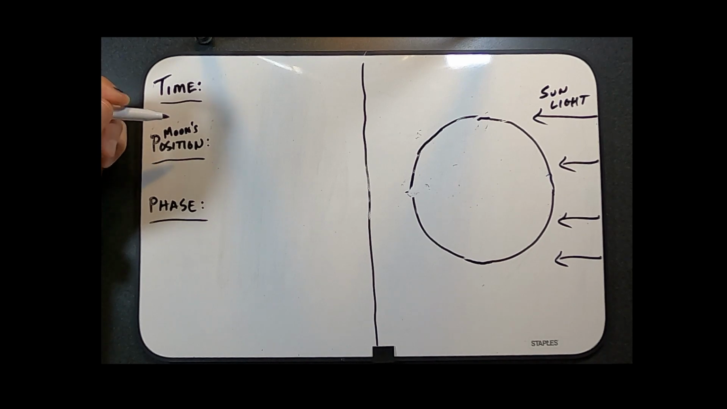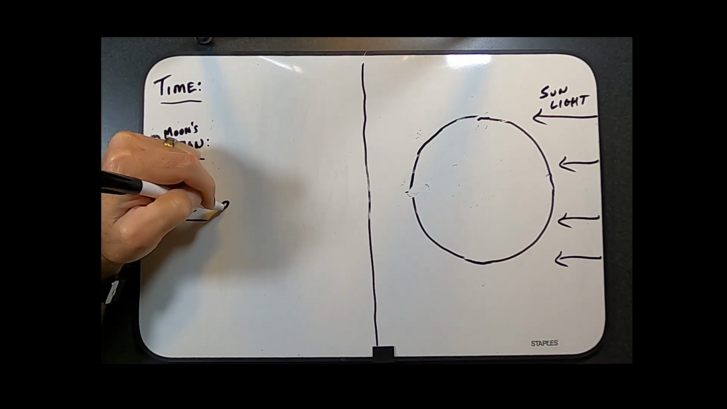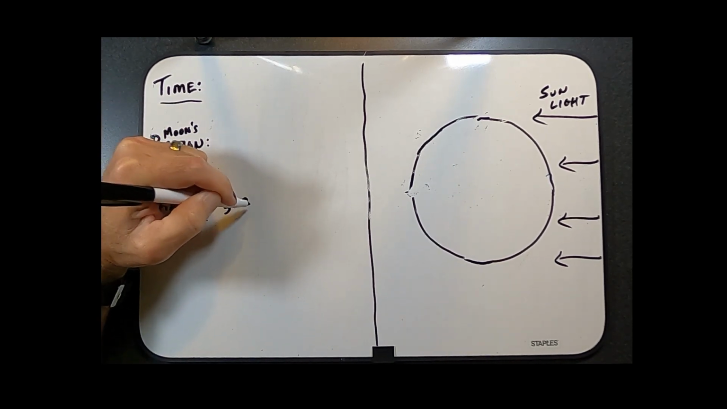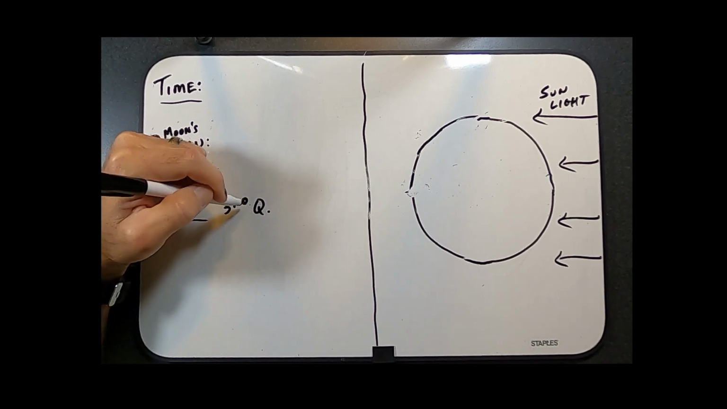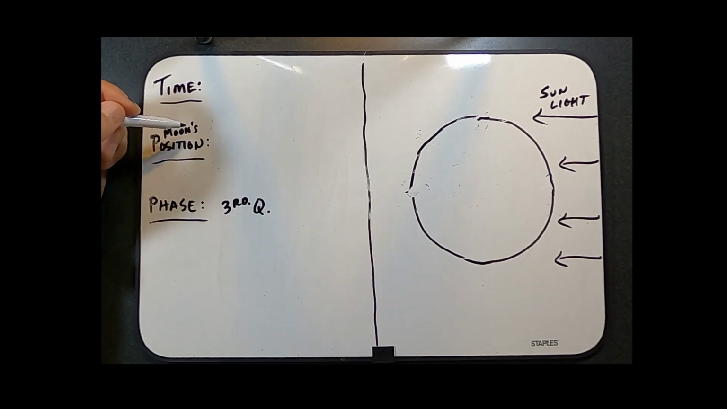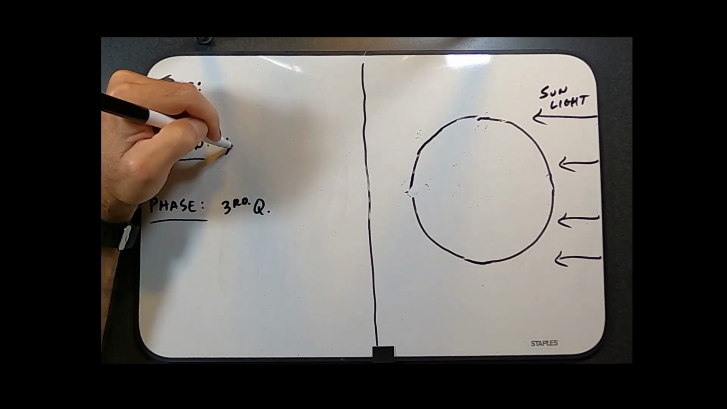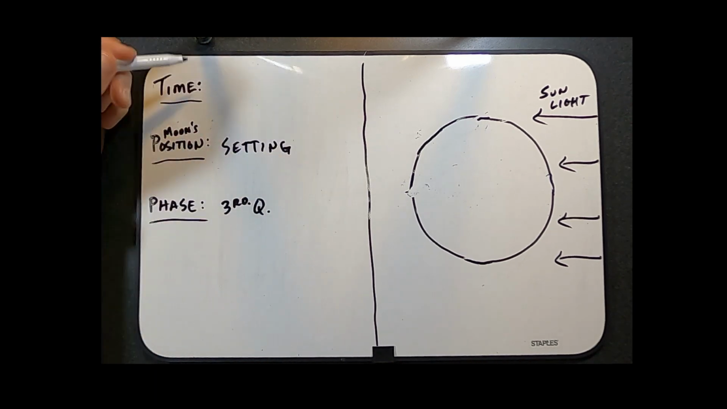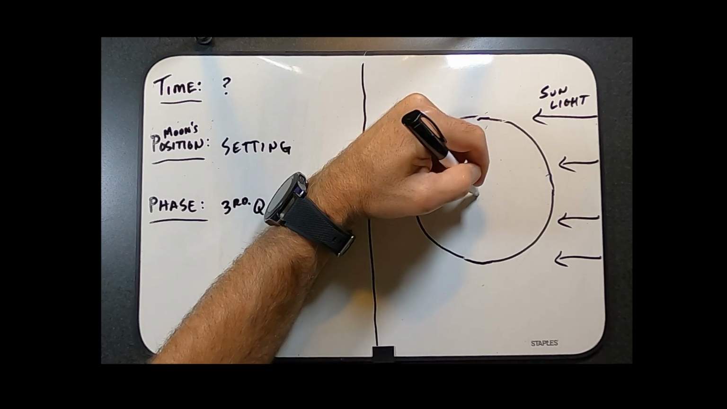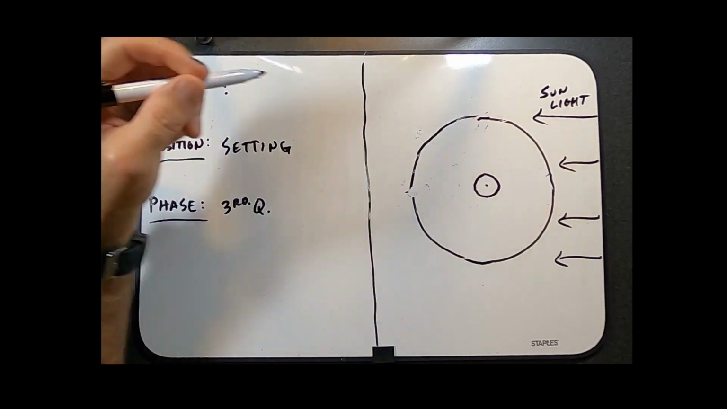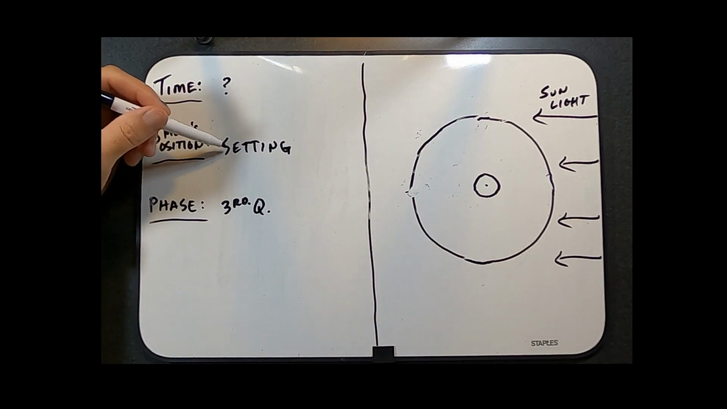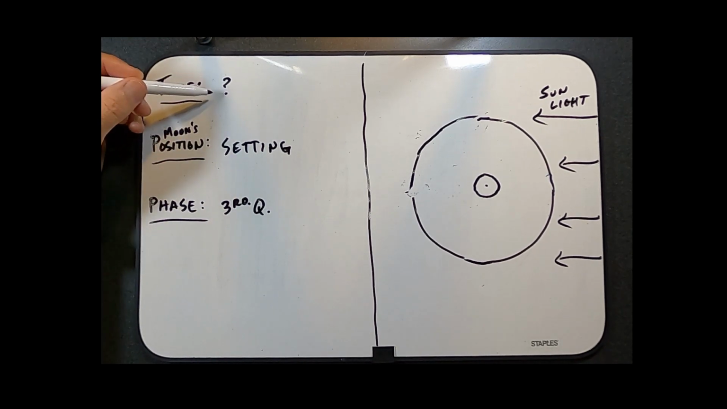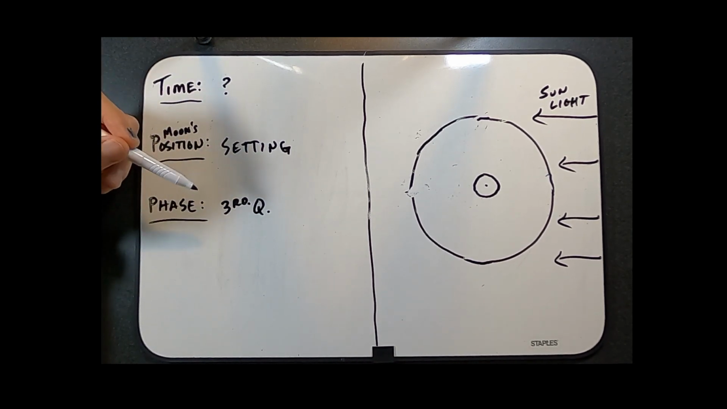Let's say the phase is third quarter. Bring that to the party here. I'm going to abbreviate it. Third quarter. And let's say the moon is setting. And then, of course, that leaves the question of what is the time. So let me draw the circle for the Earth again. So the moon's position is setting, the phase is third quarter, and we need to know the time. So this is a little bit tougher.